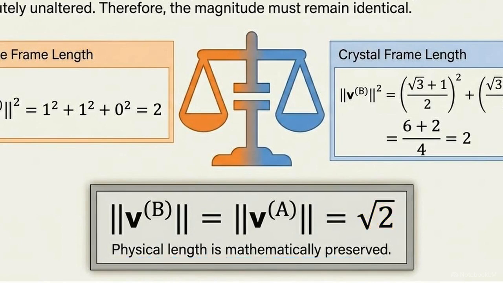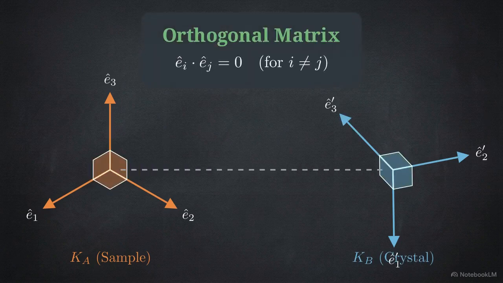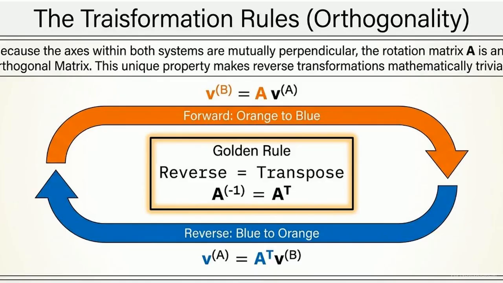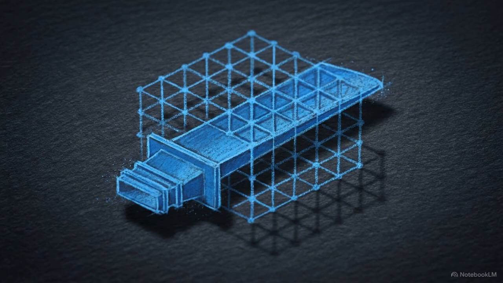This preservation happens because both coordinate frames rely on mutually perpendicular axes. That exact geometry means our transformation matrix is orthogonal. This flowchart illustrates the powerful consequence of orthogonality. Reversing the translation from the microscopic frame back to the macroscopic frame is computationally trivial. You simply transpose the matrix. This elegant reversibility creates a robust two-way street, allowing engineers to reliably calculate how macroscopic constraints interact with microscopic behaviors.